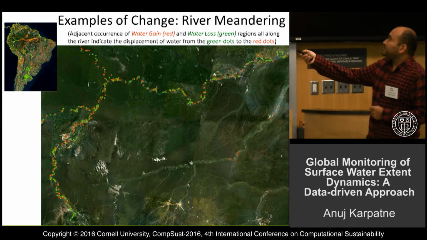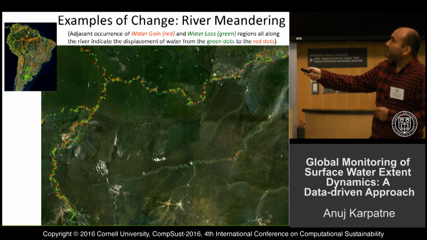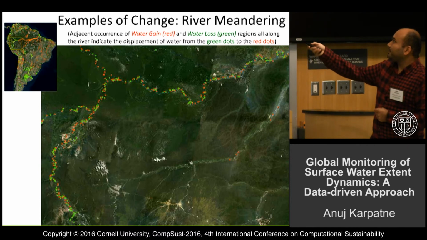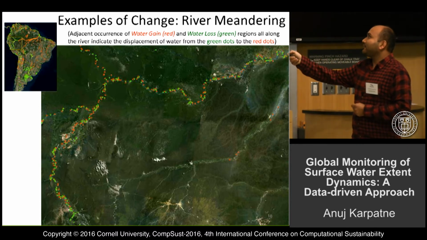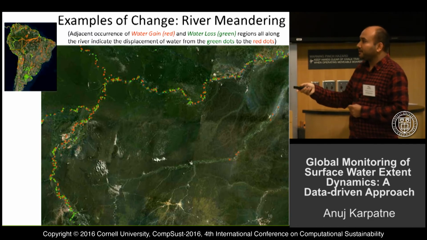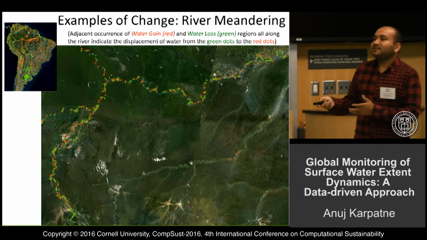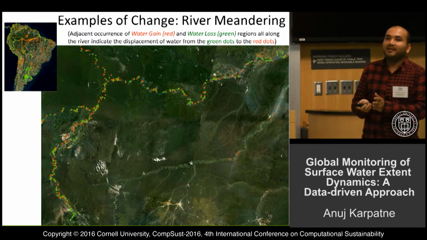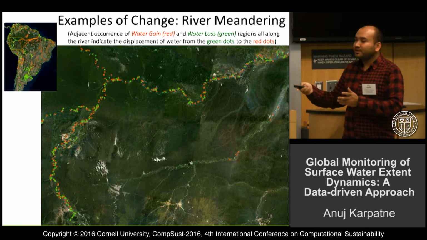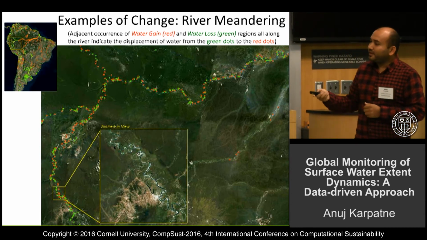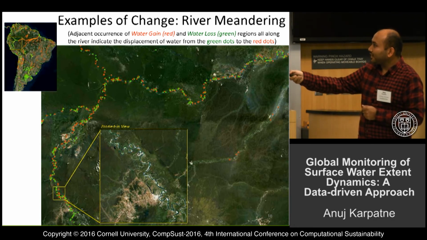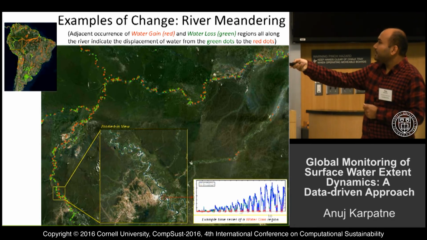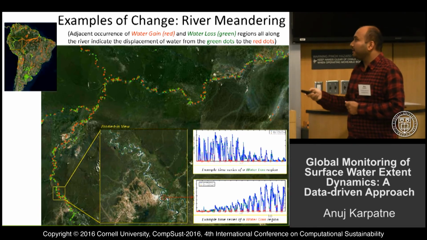Another interesting change is on the river Ucayali in this particular portion of South America. And what we see is that we have red and green dots all along the river happening together. What this represents is that water is merely getting displaced from one region to another. To verify that, we can zoom into any of these regions and see this narrow river flowing all around it. And we have red dots and green dots all around it.